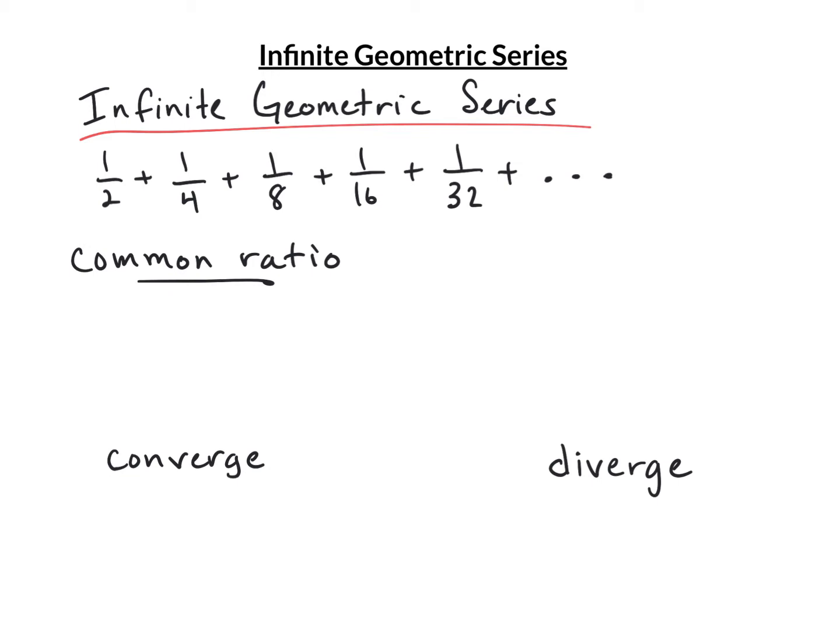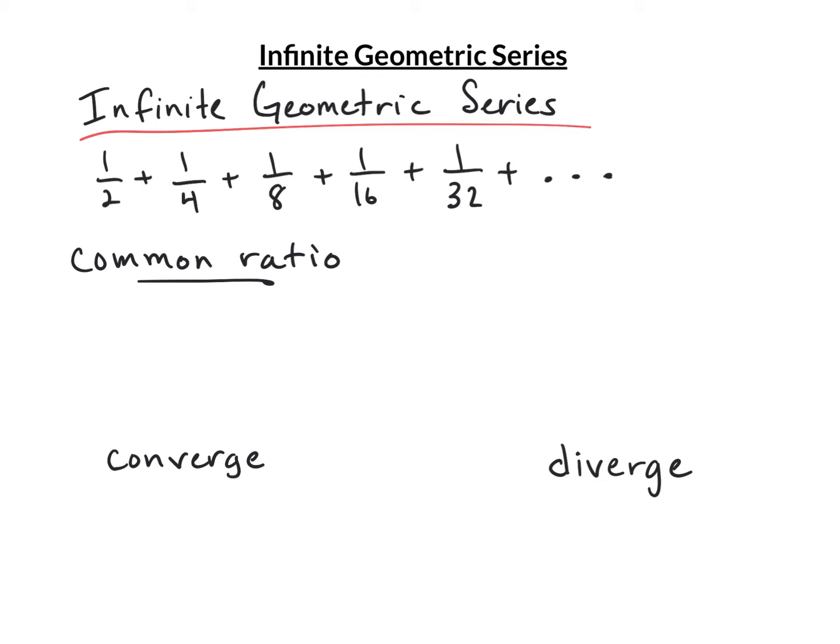When that series approaches a number called the limit, it is said to converge. It converges on that number. When the series keeps getting larger and larger as I add more and more terms, the sum goes to infinity, then that series is said to diverge. Converge means it approaches some number. Diverge means it goes to infinity. And the way we tell is by looking at the common ratio.